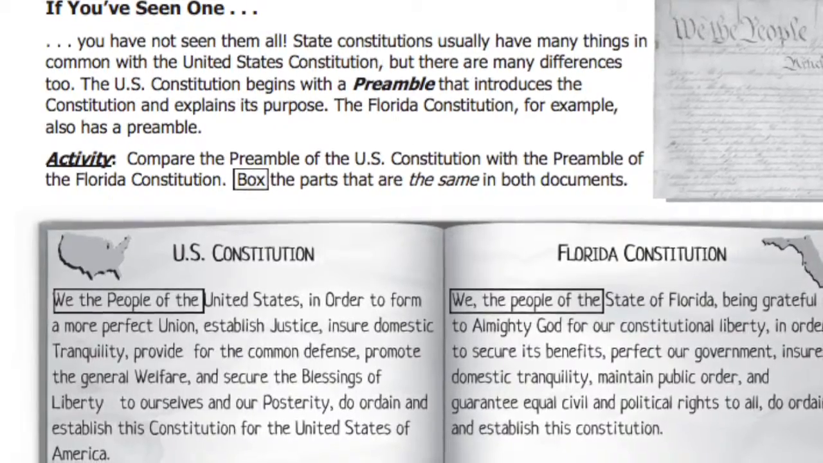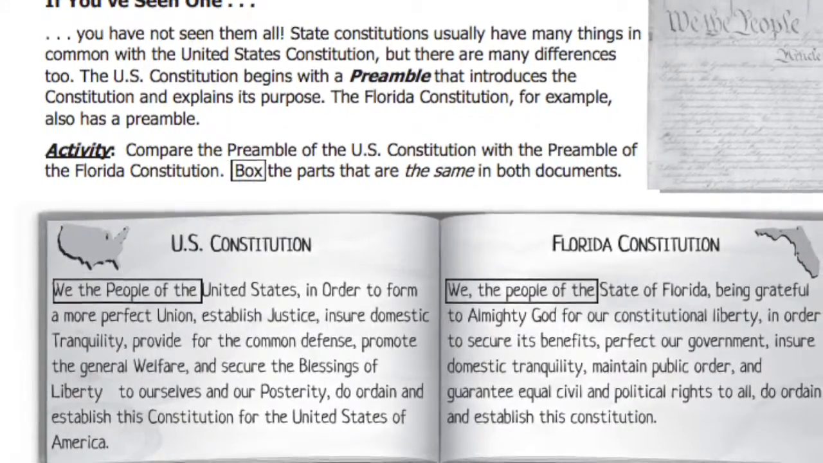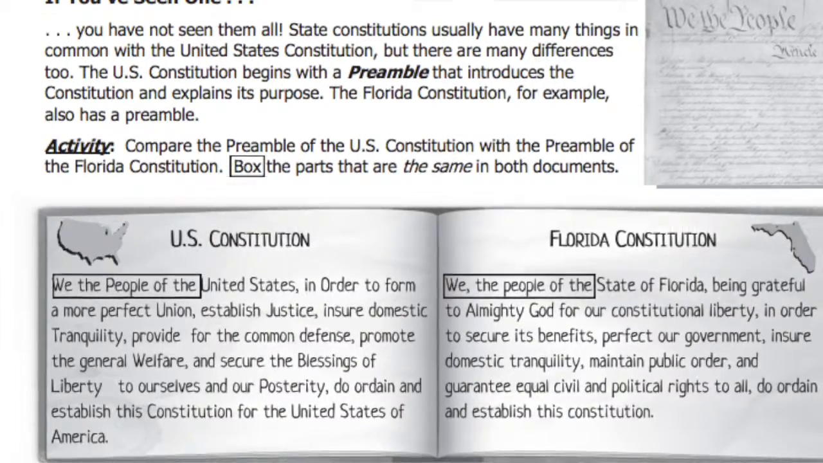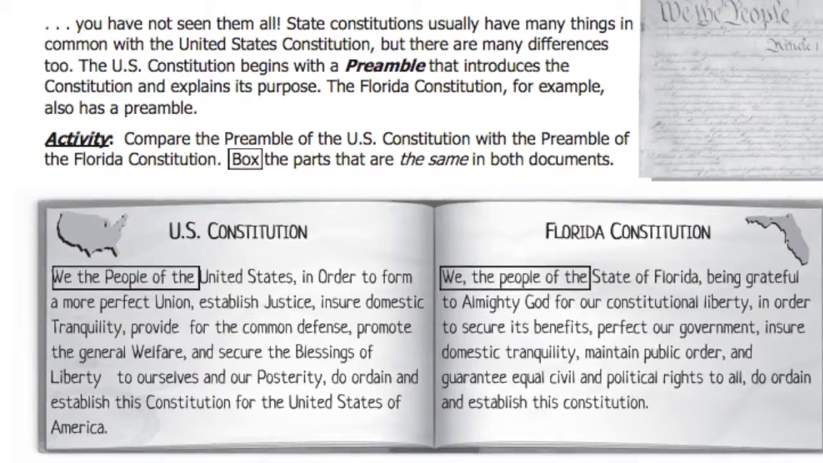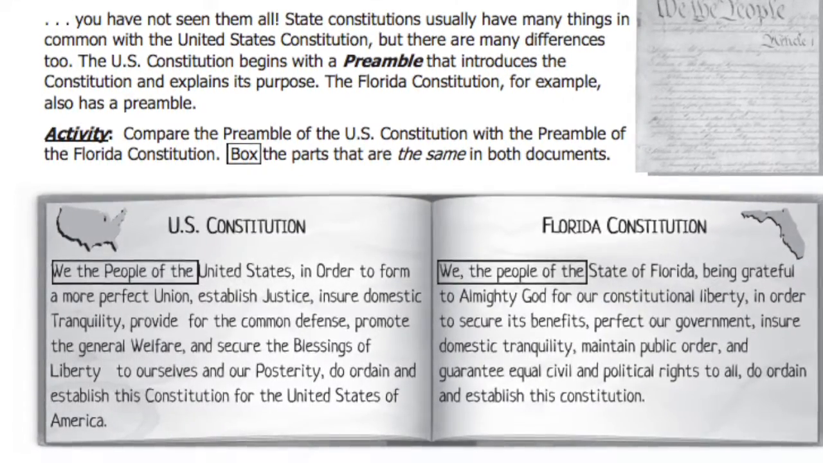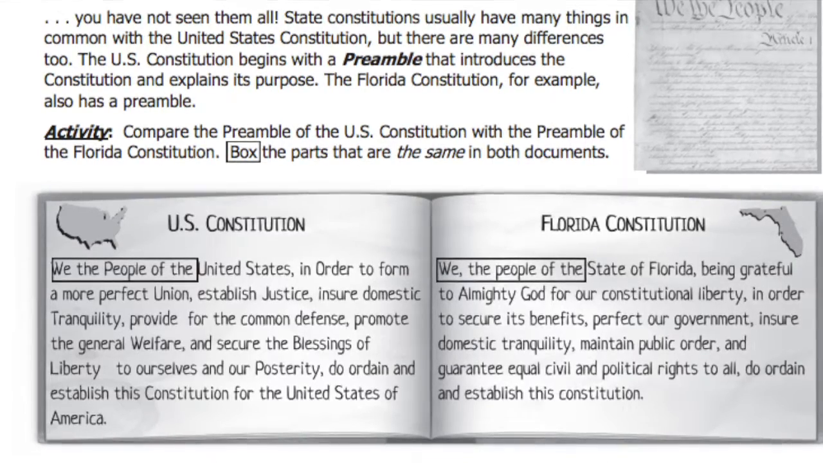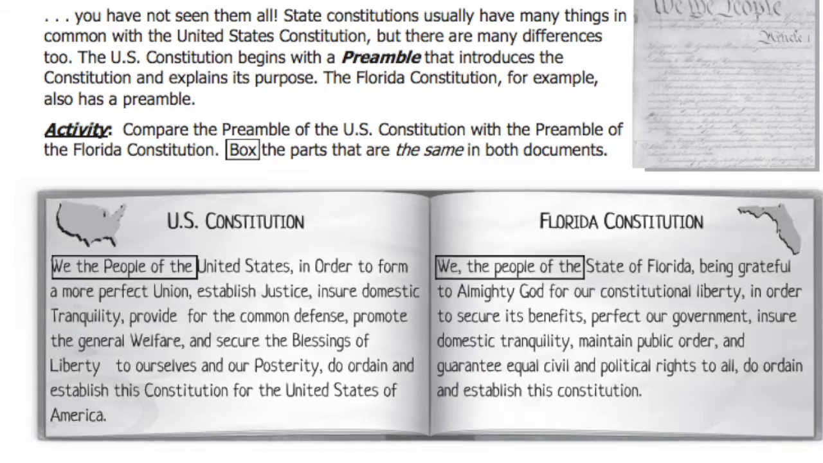Compare the preamble of the U.S. Constitution with the preamble of the Florida Constitution. Box all parts that are the same in both documents. So on the left-hand side you have the U.S. Constitution, and on the right-hand side you have the Florida Constitution. You're going to go through that and either highlight or box in all parts that are the same. So everything that's similar, the same between the two constitutions.